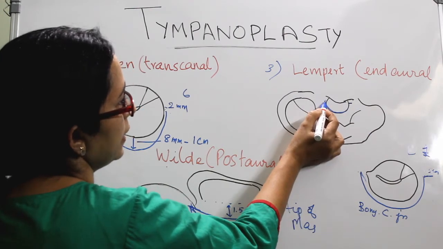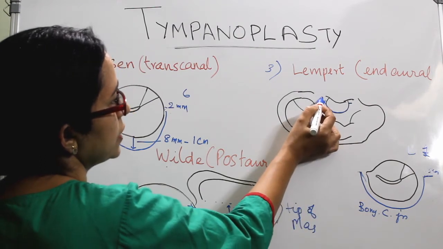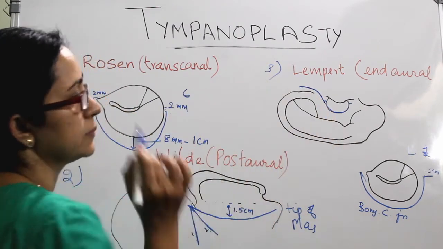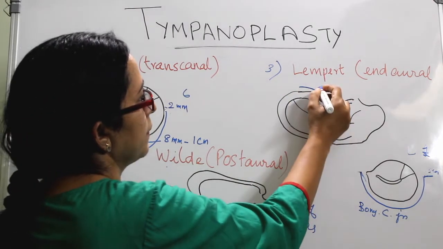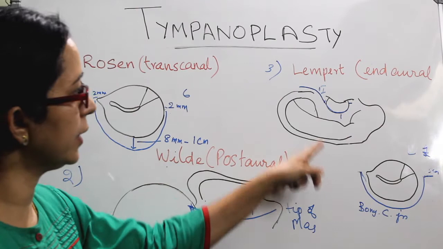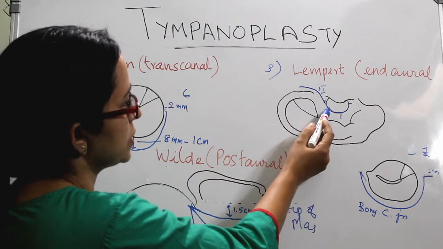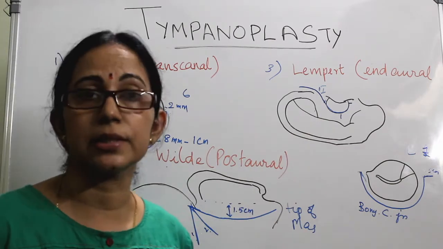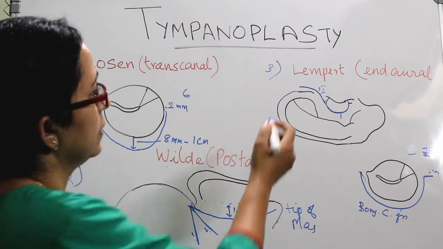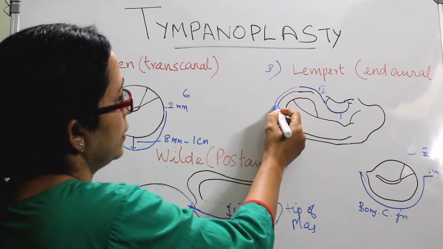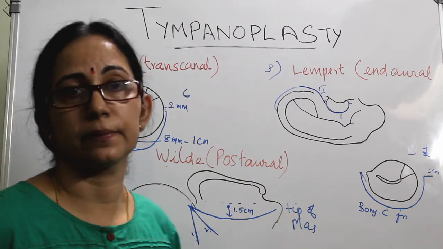And this is the second part. The second part starts from 12 o'clock and goes through the incisura terminalis. So this is 2 and this is 1, Lambert 1 and Lambert 2. Lambert 2 starts from the 12 o'clock position and goes through the incisura terminalis. This Lambert incision can be extended around the pinna, and can be combined with a postaural incision.